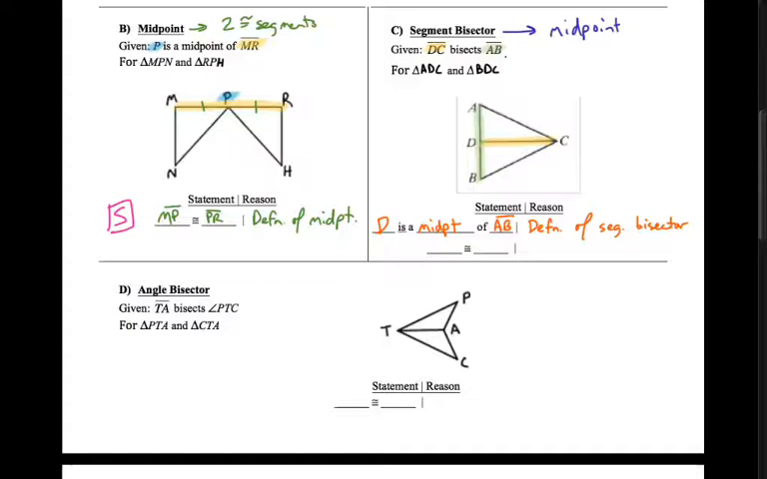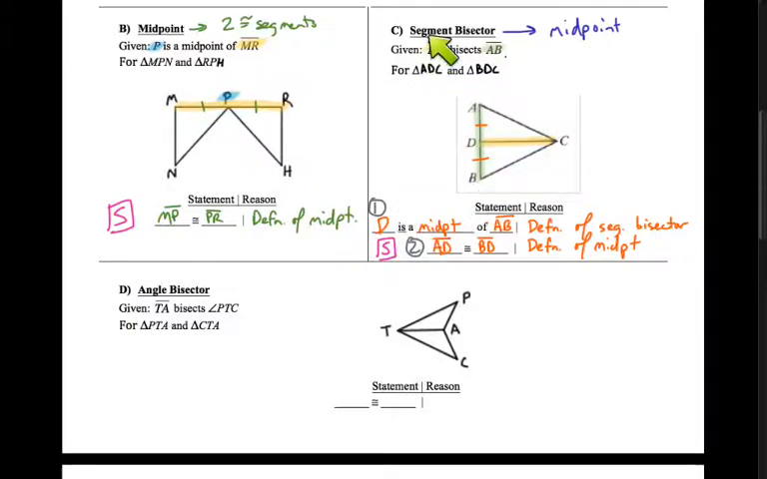Well, what happens if there's a midpoint? That's what happened over here. When there's a midpoint, it makes two congruent segments. In this case, it's AD and BD. That's a two-step process that gives us that the side of this triangle, AD, is congruent with the side of this triangle, DB. Okay? It's a two-step process.